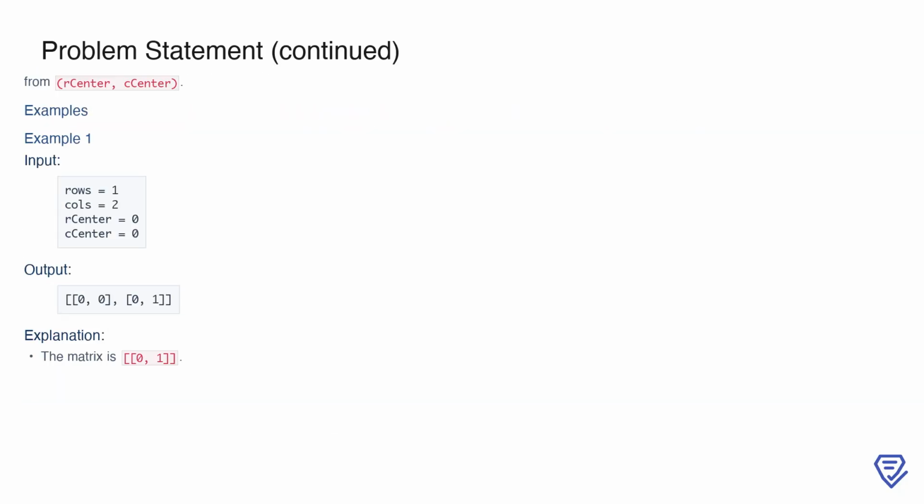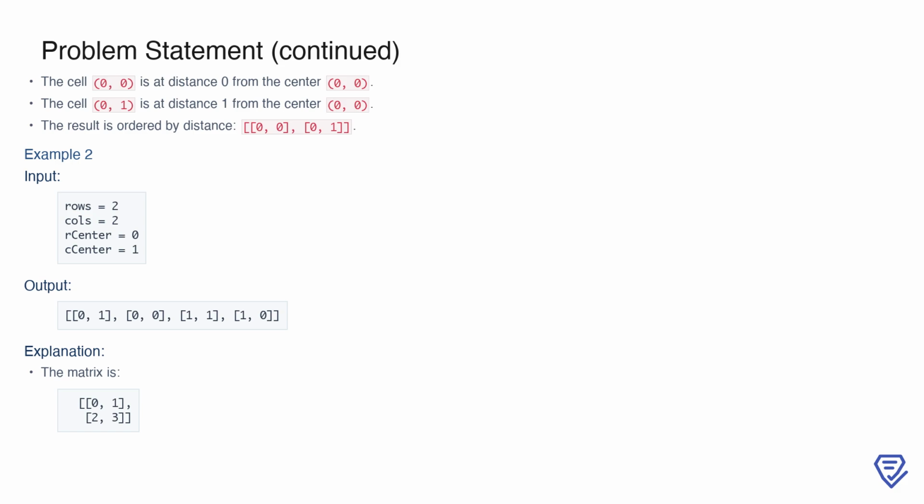Now, let's examine the first example. Here, the matrix has one row and two columns, with the center cell located at (0, 0). The task is to calculate the Manhattan distance of each cell from the center and return the cells in order of their distances. The output for this input is [0,0], [0,1]. This small example provides a simple setup to understand the ordering of cells based on distance.